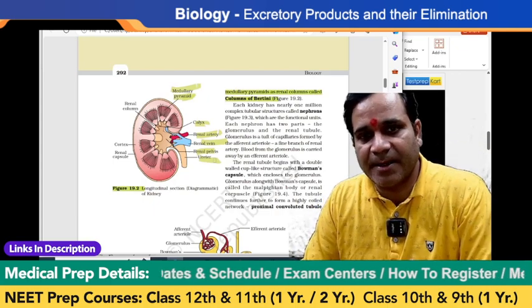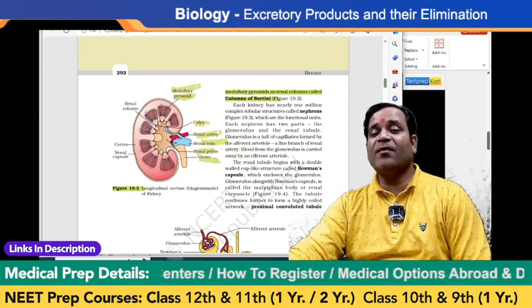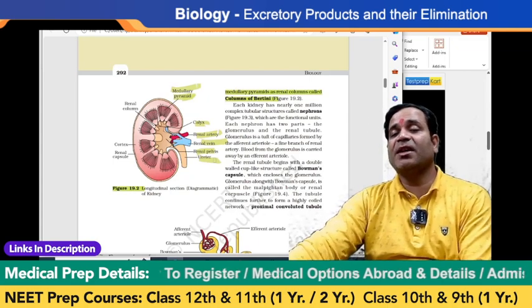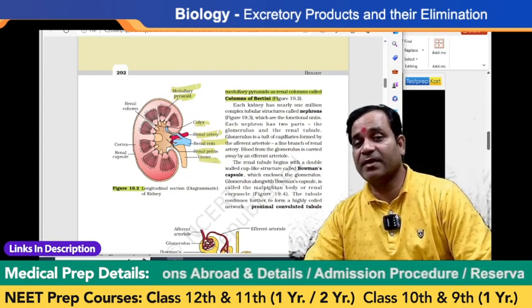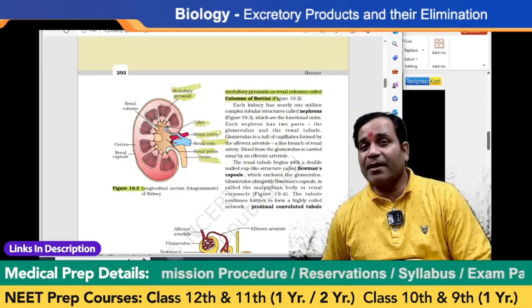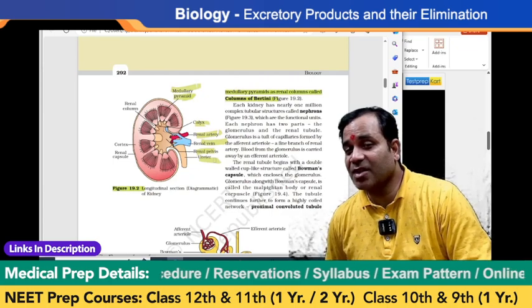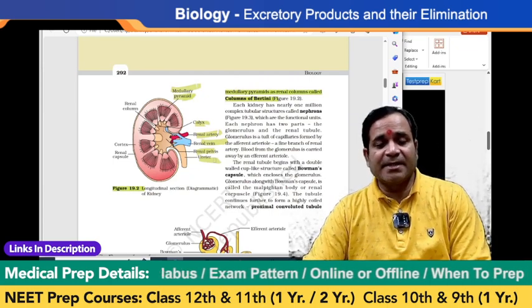In a coordinated manner. So now see, if anybody asks you, each kidney has nearly 1 million complex tubular structures. You know, these 1 million complex tubular structures are called what? Nephron, my dear. What am I saying? So nephron. You already know that the nephron is a structural and functional unit of the excretory system, my dear. Right? Is this thing clear?